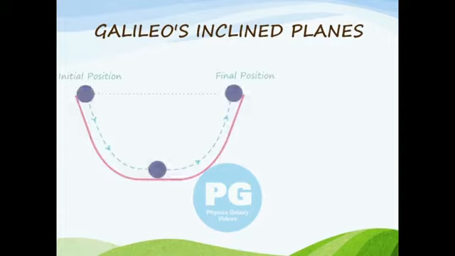This is what we have just seen from Galileo's inclined plane experiment. The initial position and final position are shown here in the diagram. If we decrease the slope, the initial and final positions are at the same height from the horizontal level. And if there is no slope on the right side, where is the final position?